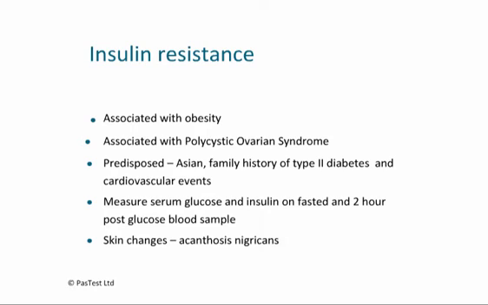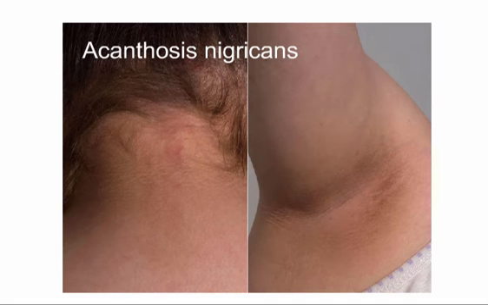The diagnosis of insulin resistance is on the glucose tolerance test, if you measure glucose and insulin concomitantly on fasting and postprandial blood samples. In the skin, you may see changes of acanthosis nigricans. In this picture, you have on your left-hand side the skin over the neck, which is rather leathery in appearance, pigmented and thickened. Same also on the right-hand side in the axillary region.